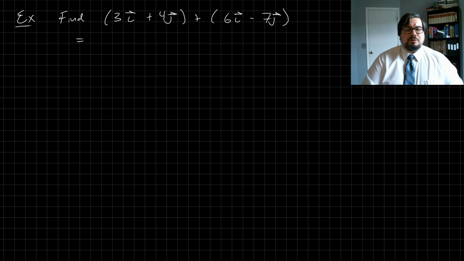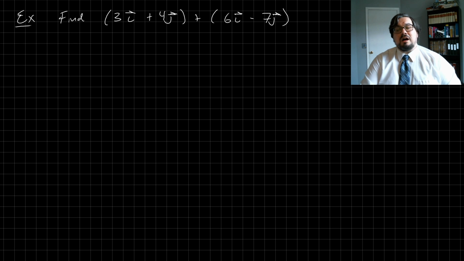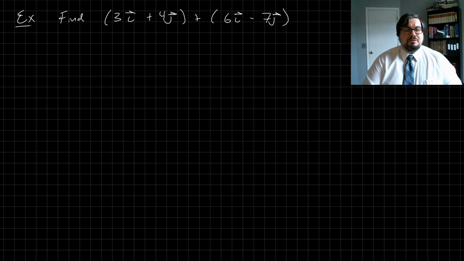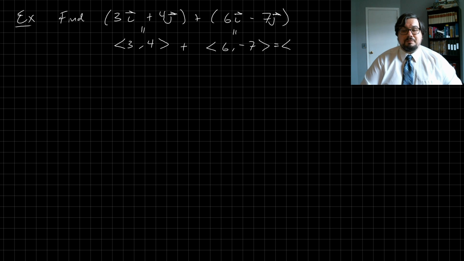Well, first of all, let's do this problem in the way that we're already familiar with. We know that 3i plus 4j is another way of writing the vector 3, 4. And the vector 6i minus 7j is another way of writing the vector 6, negative 7. To add these two together, we just add the corresponding components together. 3 plus 6 is 9, 4 plus negative 7 is negative 3.